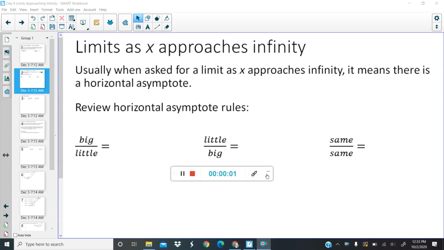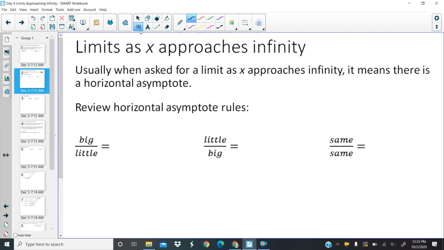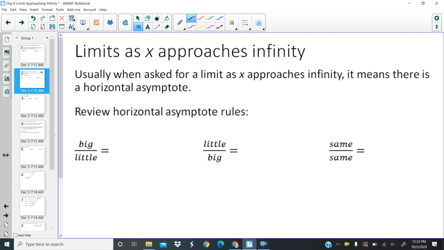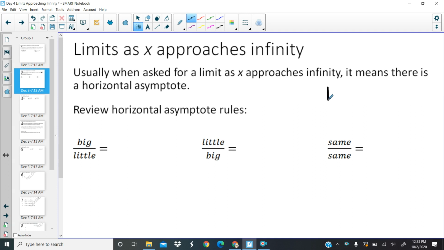Hey guys, today we are going to talk about limits as x approaches infinity. So the way that's going to be written is the same as other limits, except it'll have x approaches infinity on the bottom, and then whatever the equation is, so f of x.